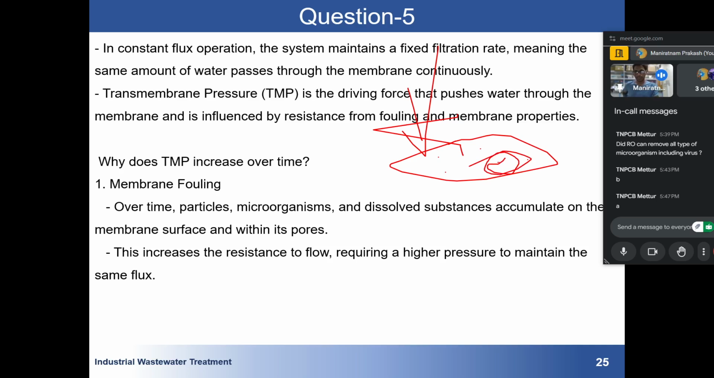Why does TMP increase over time? If you think generally about how we are applying pressure, with time some of the contaminants will start getting deposited on the membrane. So with time we have to apply more pressure. This is simple logic, no science. It's very common. Over time, particles, microorganisms, and dissolved substances accumulate on the membrane surface and within its pores. This increases the resistance to the flow, requiring a higher pressure to maintain the same flux. I hope this is clear to you.